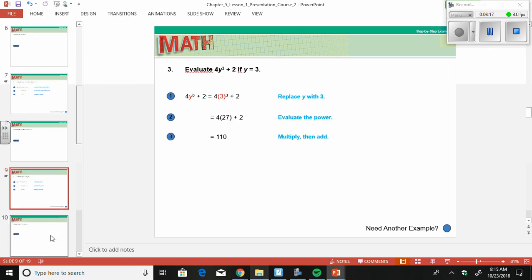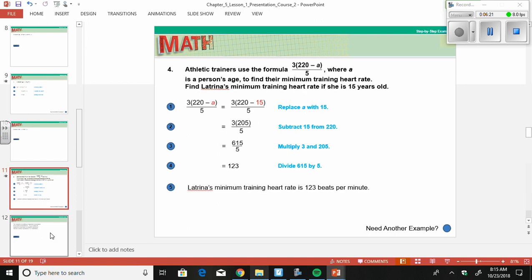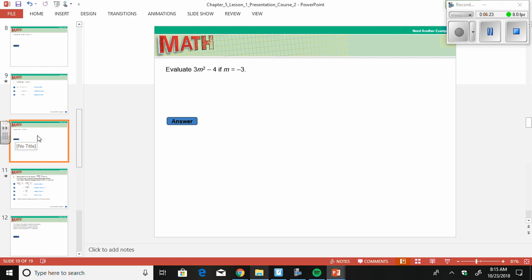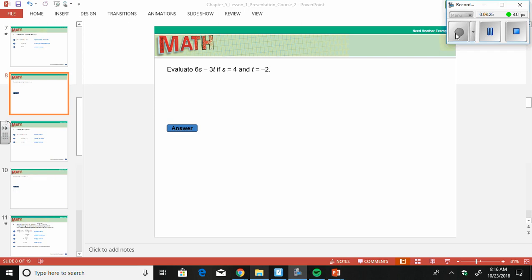To try one on our own, we would substitute in first. So we get 6 times 4 minus 3 times -2.